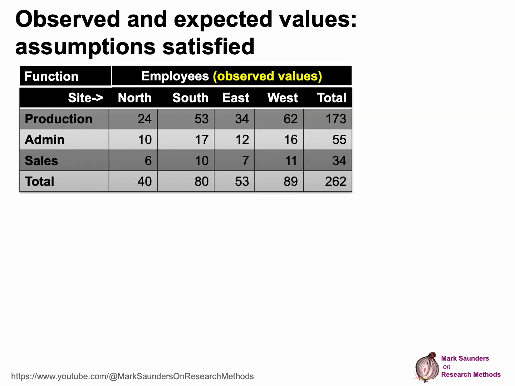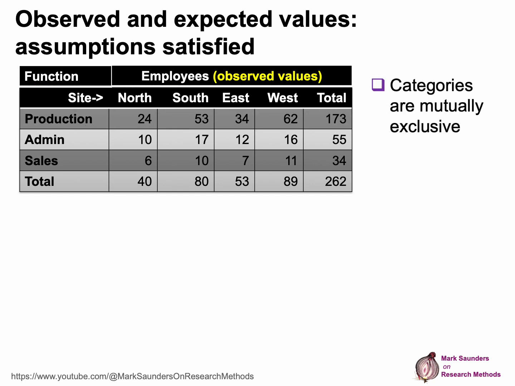Let's have a look at some other examples of observed and expected values. So here we have another table of data where our data is looking at the different sites for a company, the north site, the south site, the east site and the west site, and the number of employees employed in each site in production, administration and sales. And so we have our data there of 24 people employed in production on north site, 10 people employed in production on the south site, 34 on east site, and 62 employed in production on the west site, giving us a total of 173 employees. So that's our observed values.